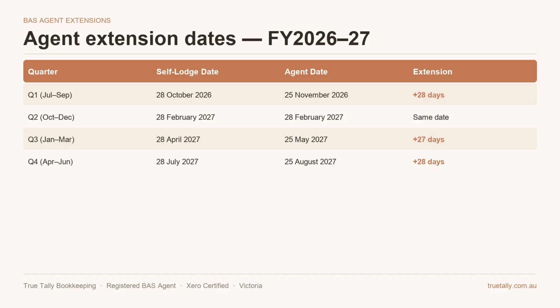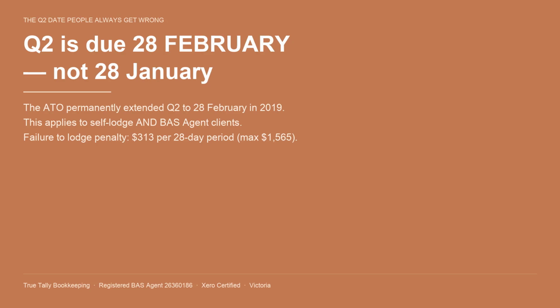Now, here's the one that confuses people most. Q2. A lot of business owners think Q2 is due the 28th of January because logically that's 28 days after the end of December. But the ATO permanently extended Q2 to the 28th of February back in 2019. So it's the 28th of February and not January. If your calendar reminder says the 28th of January for Q2, change it right now. So to summarize the self-lodge dates, 28th of October, 28th of February, 28th of April, 28th of July.